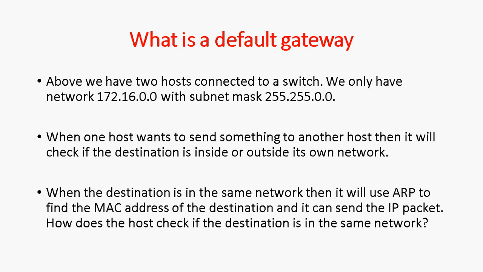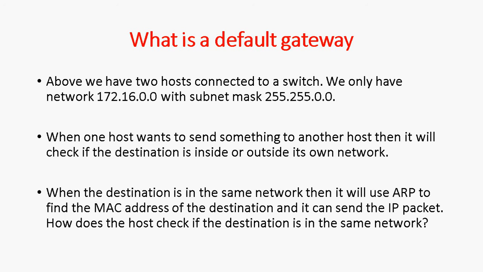I am using the 172.16.0.0/16 network. When a host wants to send something to another host, it will check whether the destination is inside or outside its own network. In the above example, both PCs are in the same network. When the destination is in the same network, it will use ARP to find the MAC address of the destination, and then it can send the IP packet.